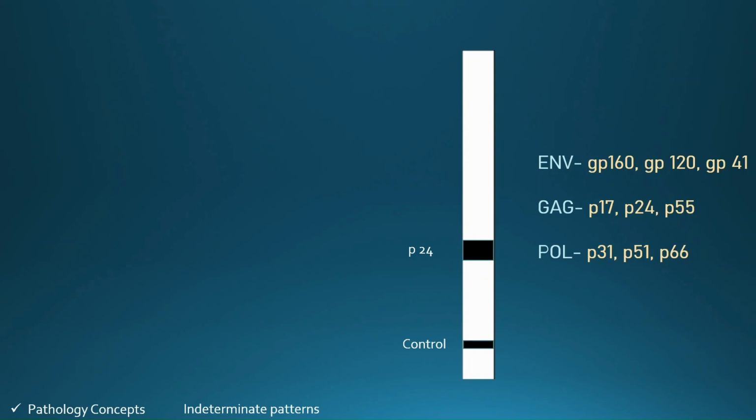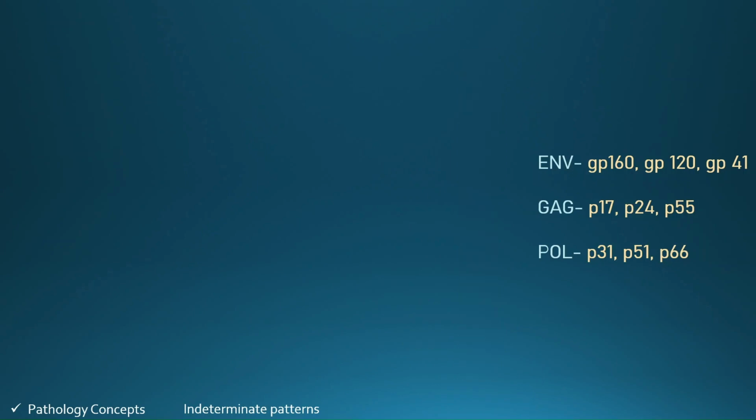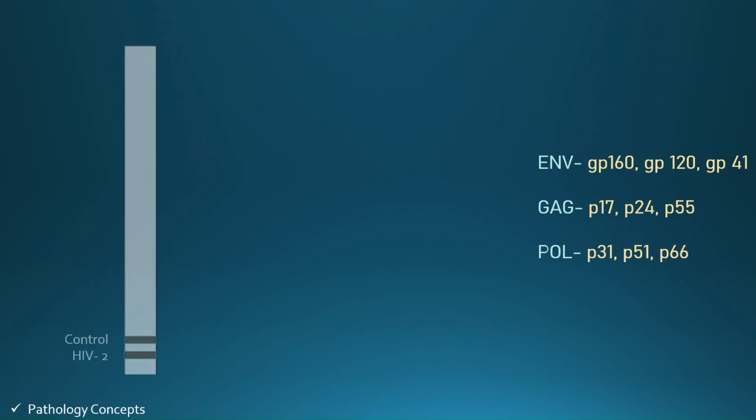And when only one gag or one pol is present, then this pattern is also confirmed as indeterminate, like P24 or P17 or P31. So all these patterns show an indeterminate result. The next is when the bands for HIV-1 are negative but only the HIV-2 band and the control band are seen, then we can say that this sample is positive for HIV-2.